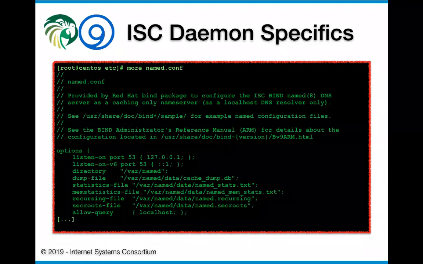So if I look at the named.conf file, in this case, we see that it's provided by Red Hat package to configure ISC bind. We see down here a little bit farther, it has listen-on port, it has listen-on-v6, it has directory /var/named. So now we know where we should start looking for our configuration files. In addition, we see the locations of the dump file, statistics file, and all of these other things. And we know where to start debugging our version of bind.